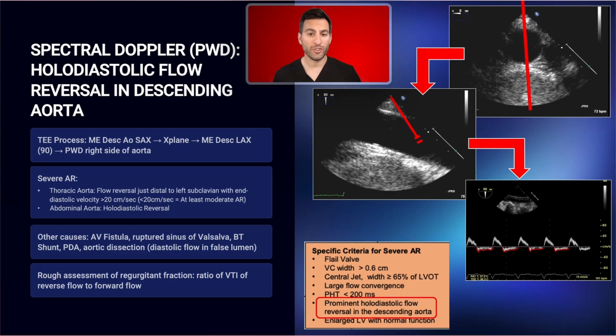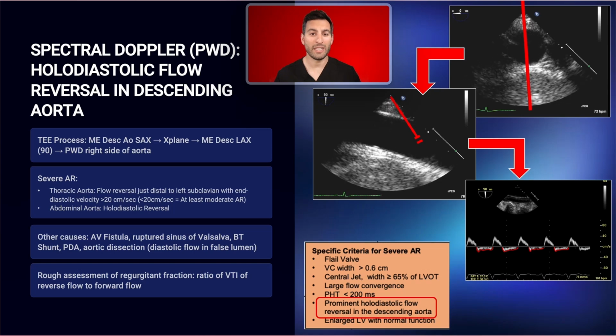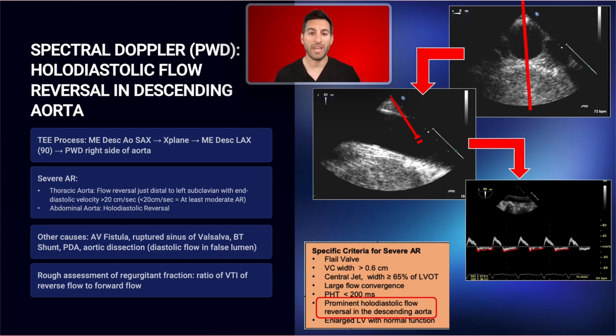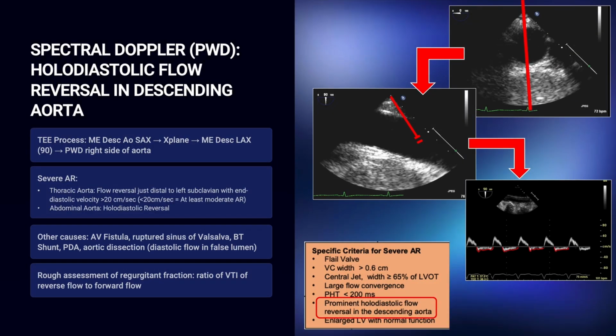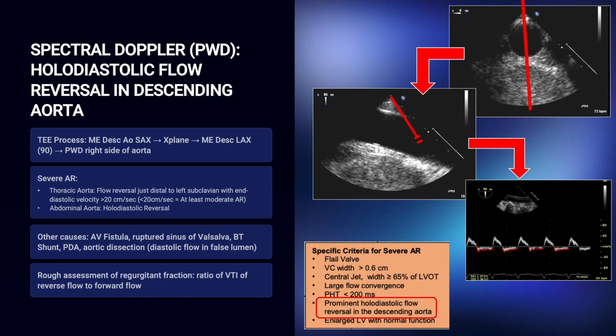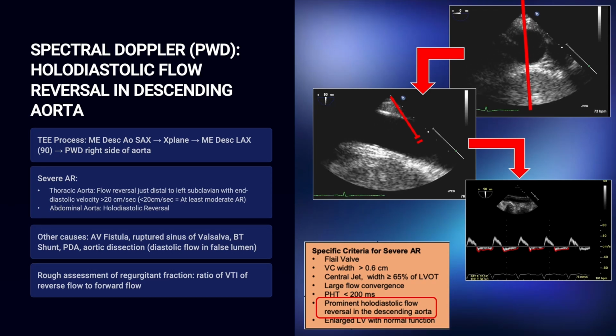However, if you're looking at your transgastric views and you rotate the TEE probe leftward, then you see the abdominal descending aorta. There can be other causes of holodiastolic flow reversal in the descending aorta, which would be an AV fistula, a ruptured sinus of Valsalva aneurysm, a BT shunt, a patent ductus arteriosus, or something like an aortic dissection where you have diastolic flow into a false lumen. Also, if you look at the VTI, comparing the ratio from reverse flow to forward flow, this can be a very rough assessment of regurgitant fraction as well.